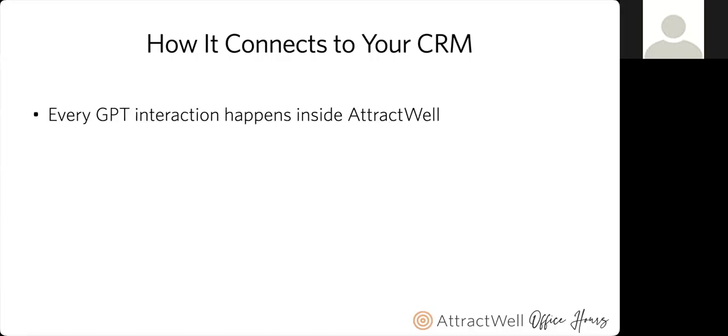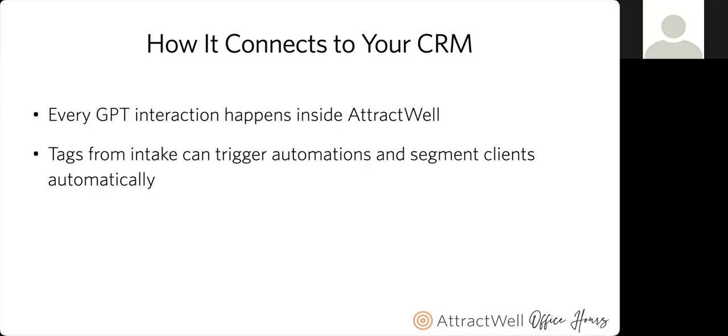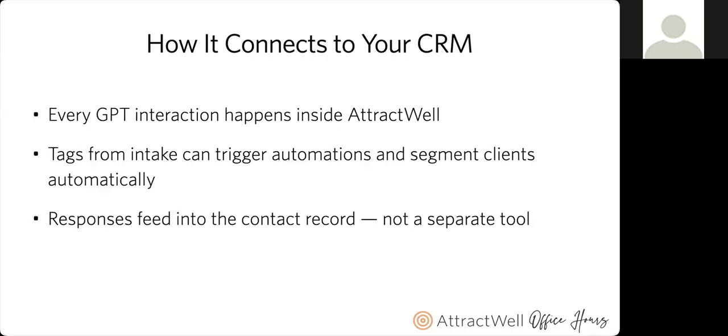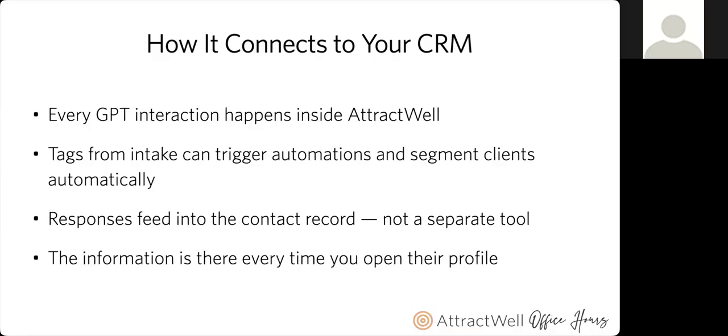be now, because with AttractWell, every GPT interaction is going to be happening inside of AttractWell. It's going to be associated with that contact. It will be updating that contact's record and applying automations and things like this based on the outcomes, right? So those tags from the intake can trigger automations, segment clients automatically, and we feed the contact record with this, right? So whatever they say, the results of whatever that dialogue is, you have a full actual record of what was said, and you can have reports fed into the past actions of your contact's card.